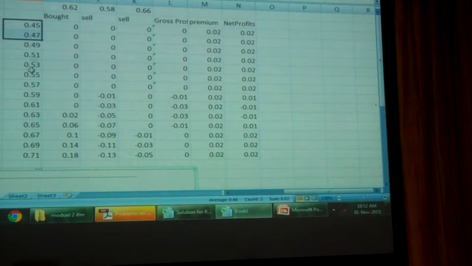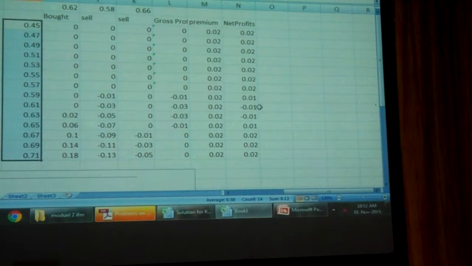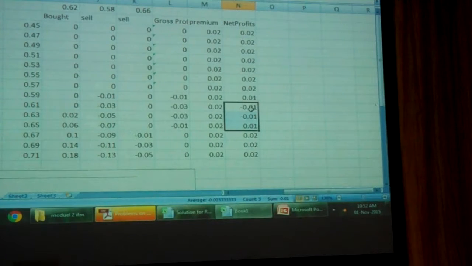In spite of that, my maximum loss is only in these two places. In all these cases, it is a profit. In spite of fluctuations, let anything happen, I am hedged. Let anything happen, I am hedged.